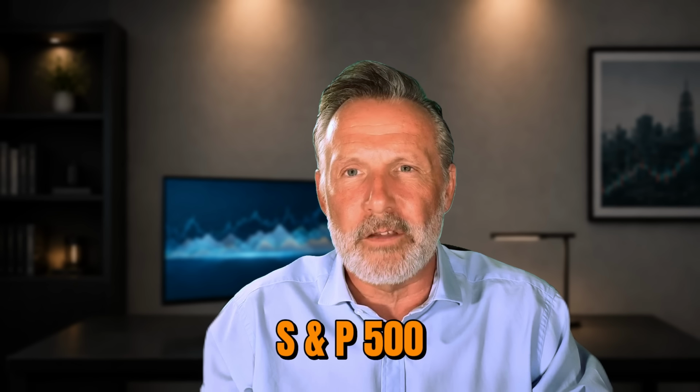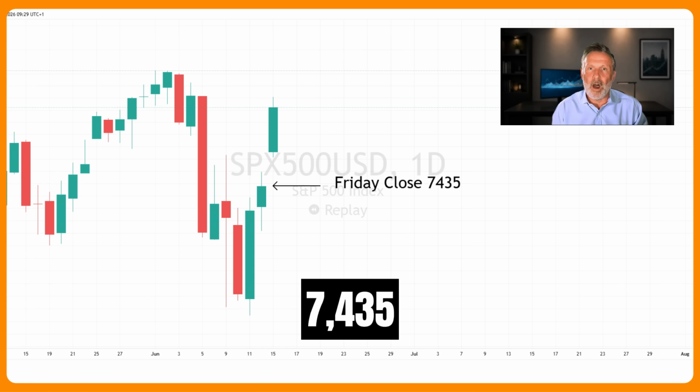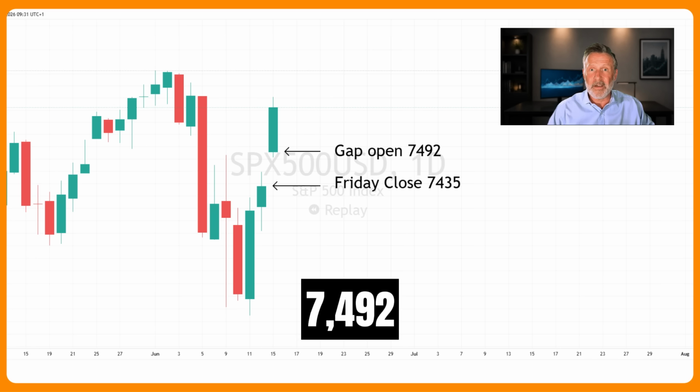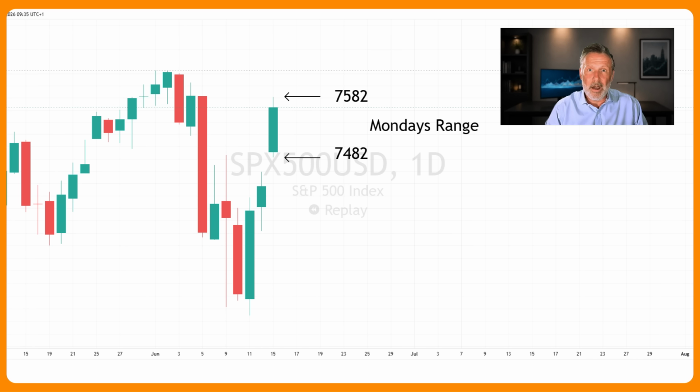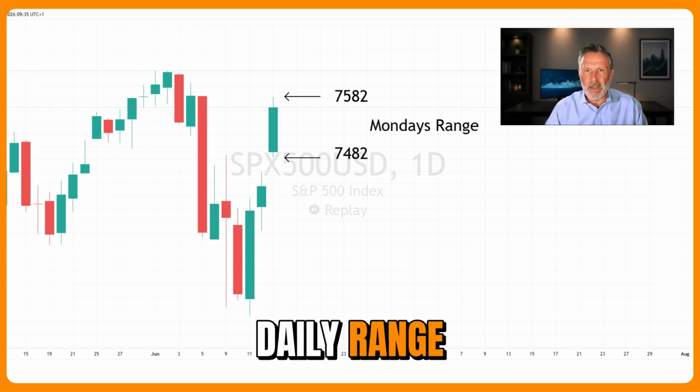Let's run through this with the S&P 500 as an example. Friday's closing price was 7,435. We have a gap open at 7,492. Monday's trading range is a high of 7,582 and a low of 7,482. What would be the true daily range?